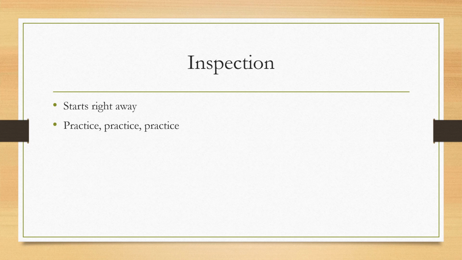Inspection starts right away, as we said, with that general survey, and even as you conduct your history, you're noticing things such as, is the patient diaphoretic? Are they short of breath? Those kinds of things. The best way to really get good at this is just to practice. You can be performing some of these things even in the grocery store. Try to get good at your observational skills and really noticing more of those smaller details.